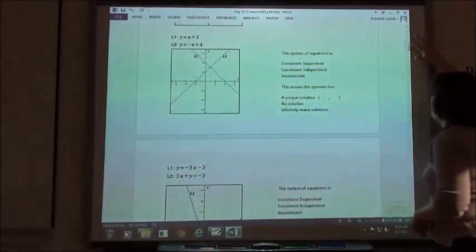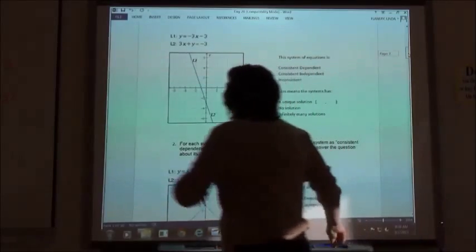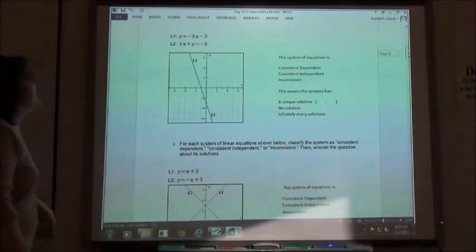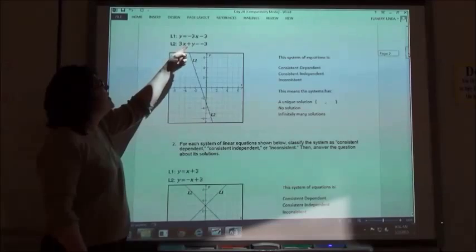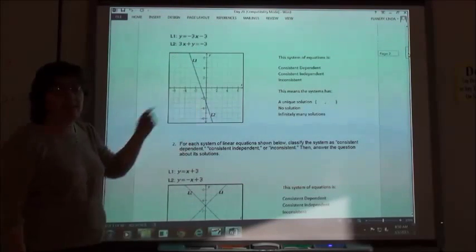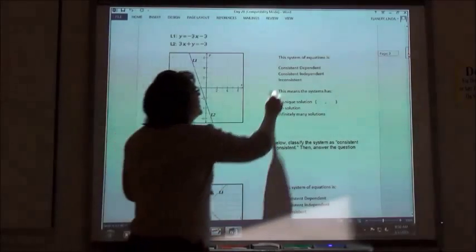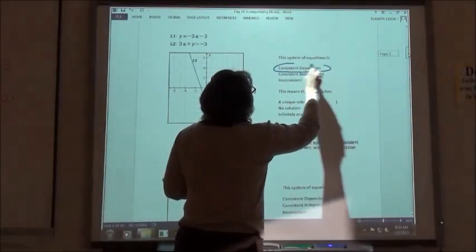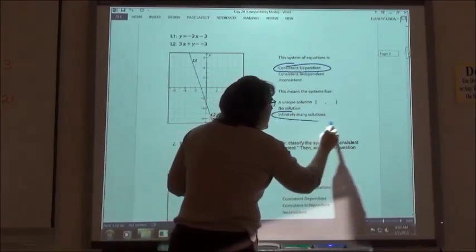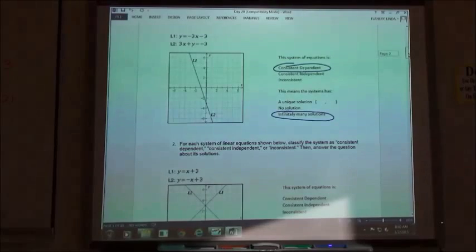And then the third way is when you have two different equations, y equals negative 3x minus 3, and then 3x plus y equals negative 3. But when you graph them, they actually end up being one line right on top of the other line. Those ones are called consistent dependent, and they're going to have an infinite number of solutions, infinitely many solutions, since every point on line 1 is going to work in line 2.